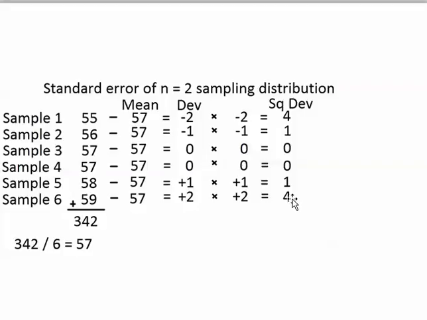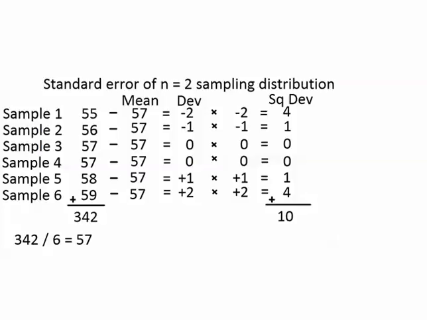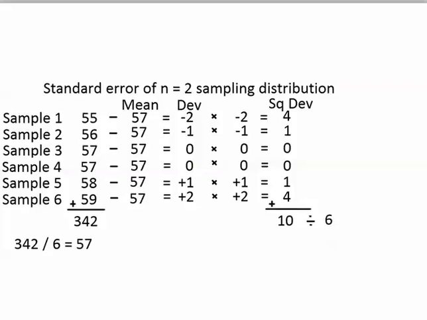Now that we have our squared deviation column, we need to do the next step in the standard deviation formula, which is finding the mean of the squared deviations. To do that, we add the squared deviation column, and we divide by the number of squared deviations. And there are 6 of them, so we divide by 6.